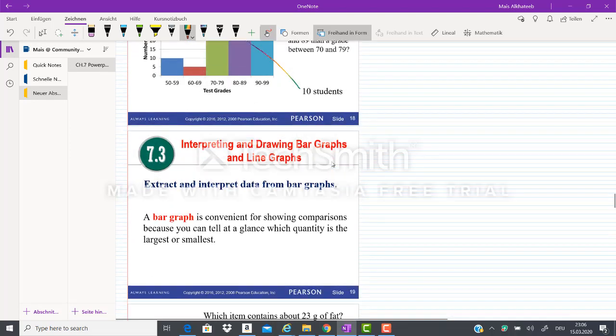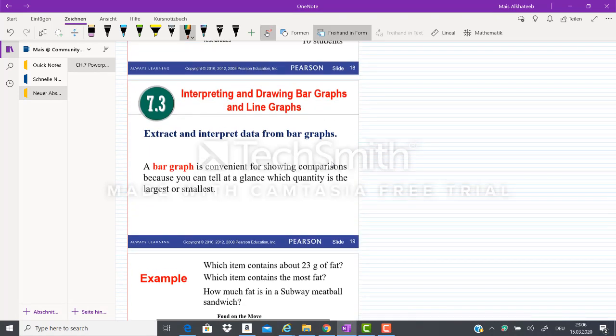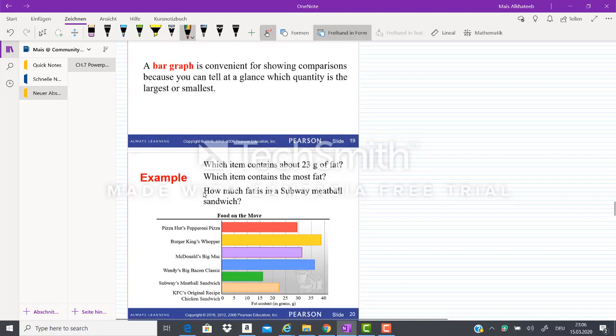Now I go to another type of graph which is the bar graph. Bar graph is very near to histogram, showing comparison because they tell at a glance which quantity is the largest or the most or the smallest.